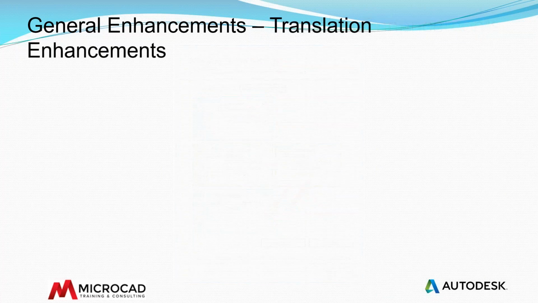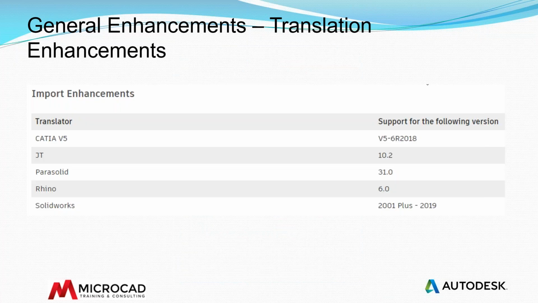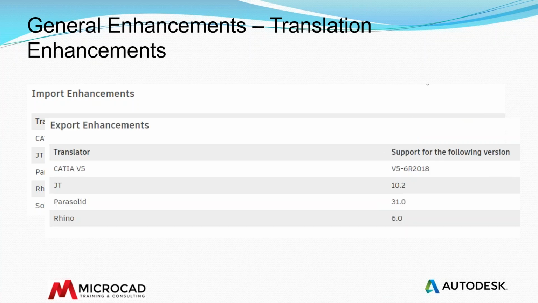Another area that Autodesk is always maintaining is translations for import and export. This image shows the enhancements for supported formats for import. For example, you can see SOLIDWORKS now supports 2001 through 2019. Here you can see the enhancements for the export formats.